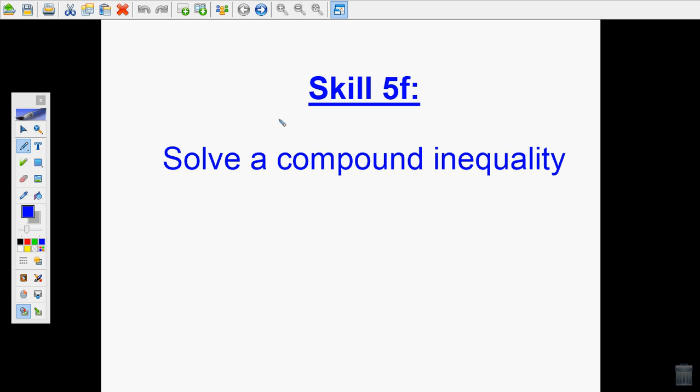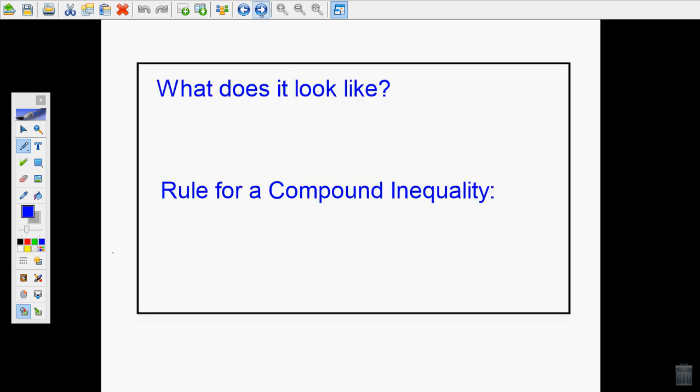In this lesson, we're going to start looking at what's called a compound inequality. Now, a compound inequality is like a compound word. A compound word is just a word that's made out of two smaller words. A compound inequality is just basically two inequalities that have been put together. And so a compound inequality is going to look something like this.